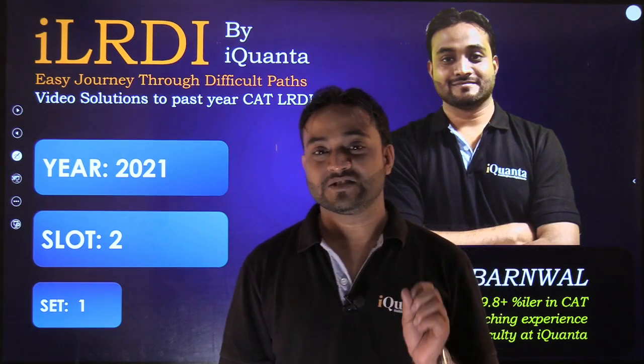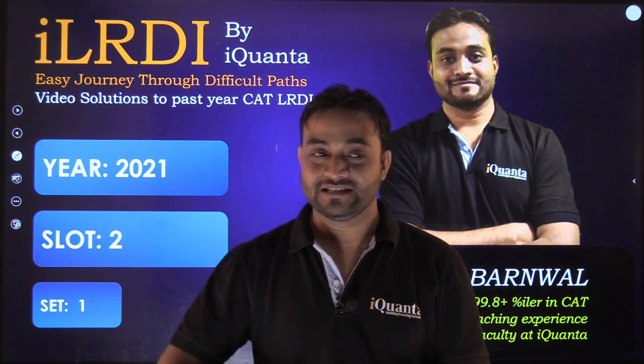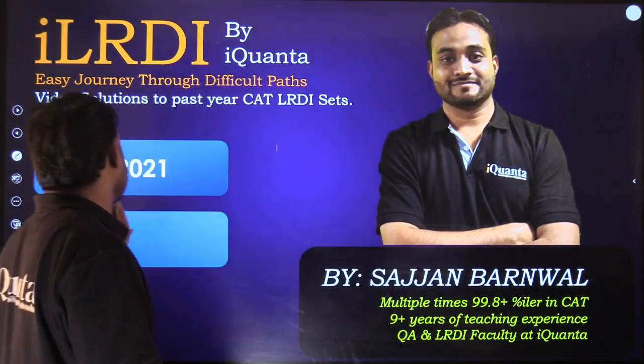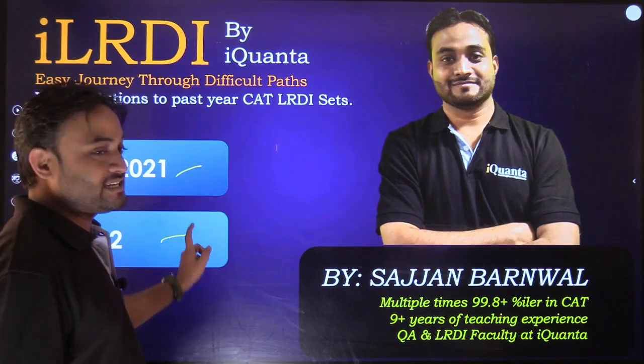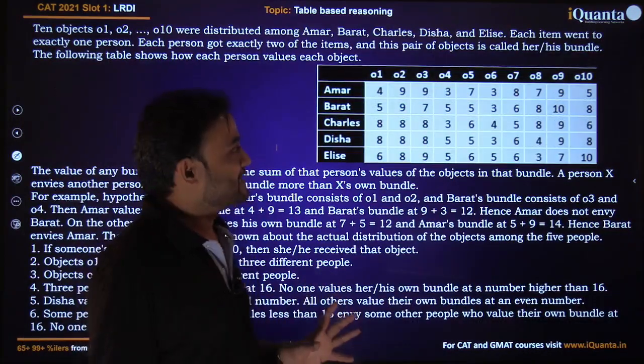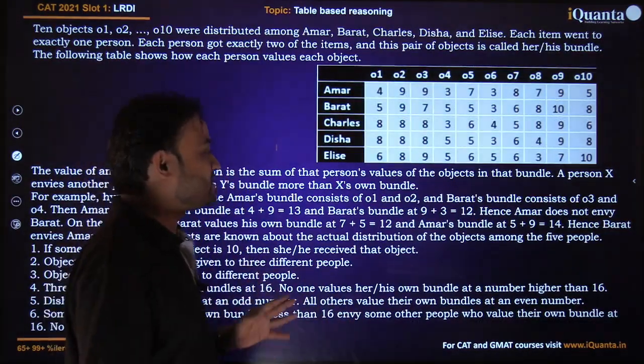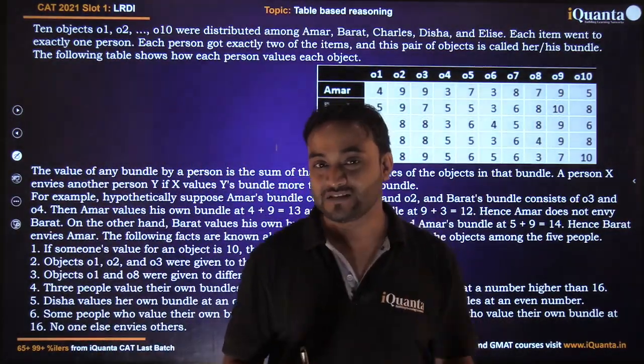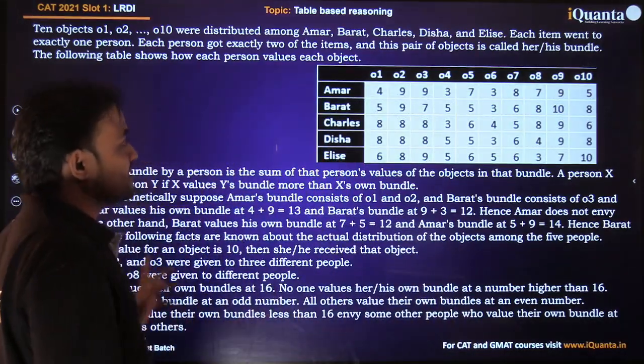Today we are going to discuss the fifth set of the iLRDI series, and today's set is CAT 2021 second slot set. Not an easy set, I will say. Definitely not the set where you would like to start with. So let's try to solve this.